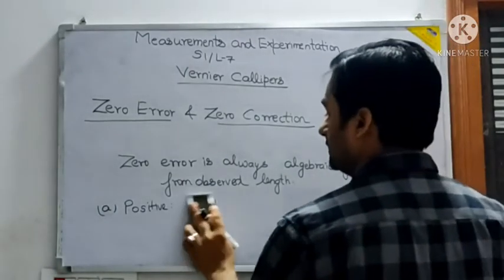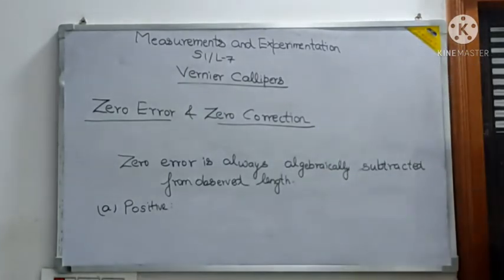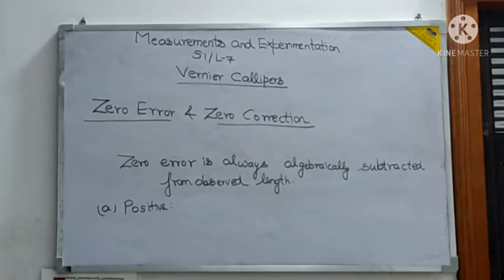Remember this, don't think that it is some formula. It's just a learning aid. So if the zero error is positive, then what will happen? Zero error is positive when the zero of the vernier scale lies to the right of the zero of the main scale. Now, how to find the zero error? To find the zero error, read the main scale reading on the left of the zero of the vernier scale, and also the vernier scale coinciding division with any main scale division.